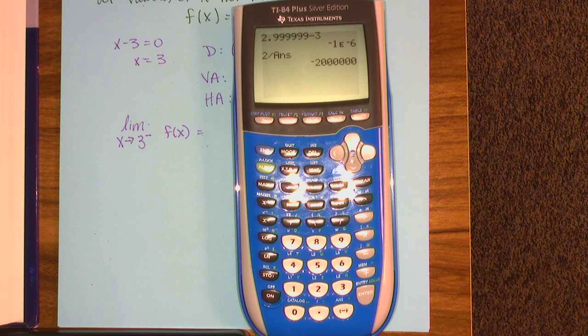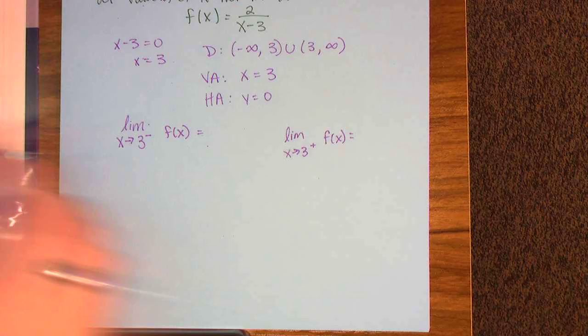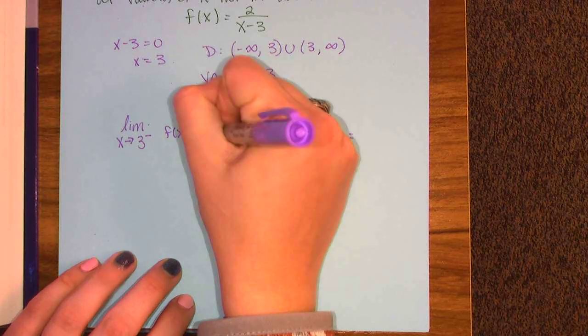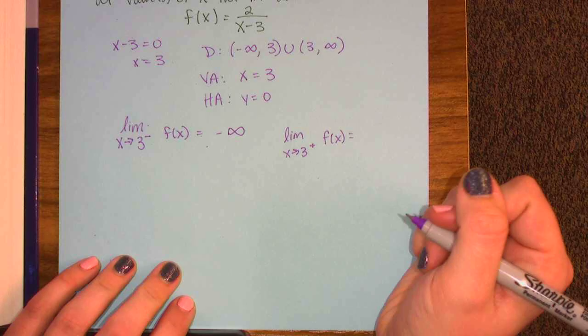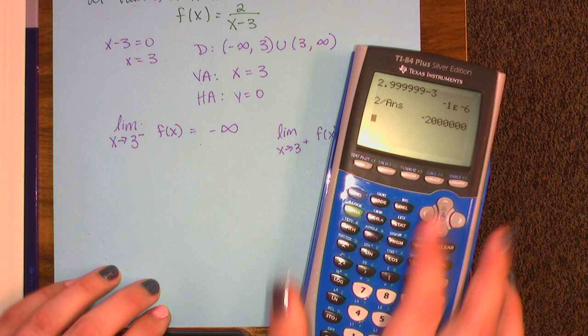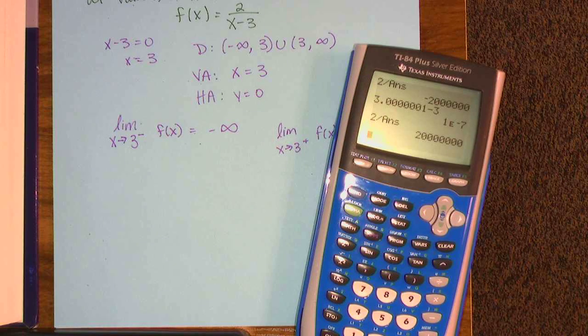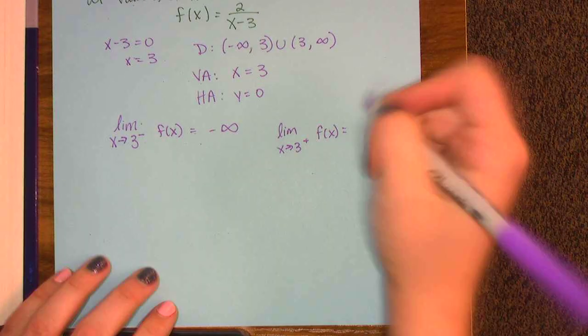What's happening to y? Bigger? Smaller. This number is going towards infinity. So, negative infinity, I should say. Negative infinity. Okay? What's happening to the other one as it goes to 3 from the right? Big, big number, so it's going toward infinity.